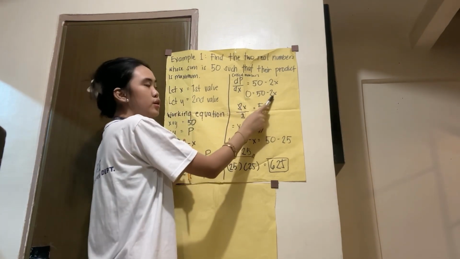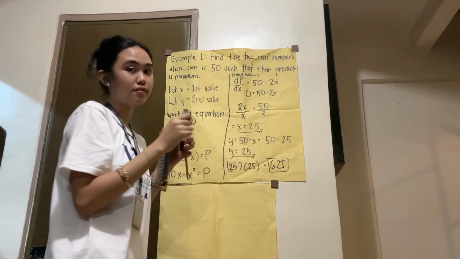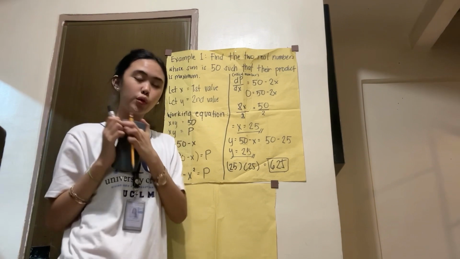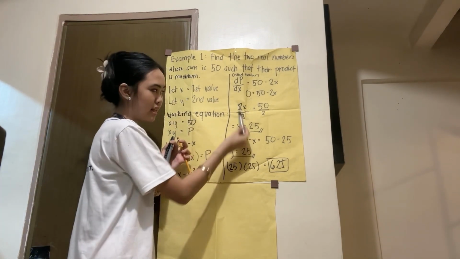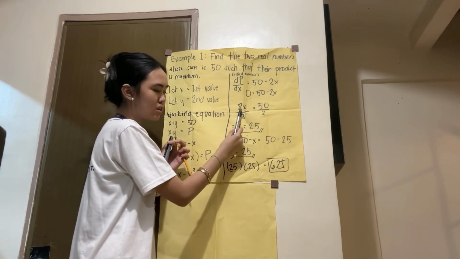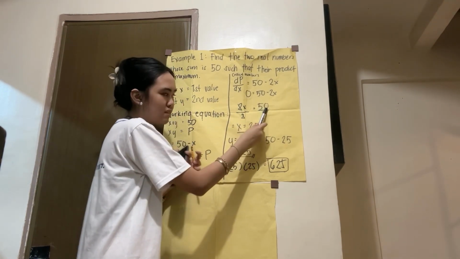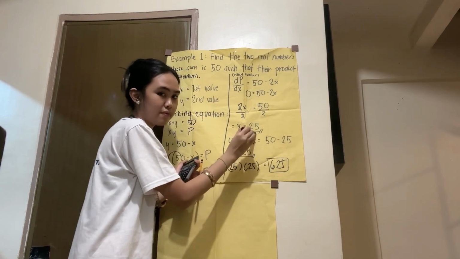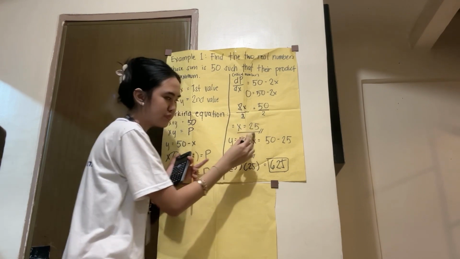After equating to 0, we transpose and divide by 2. Divide by what 2? Only x will remain, because 2 divided by 2 equals 1, so only x is left. So 50 divided by 2 equals 25. Meaning to say, x is equal to 25.